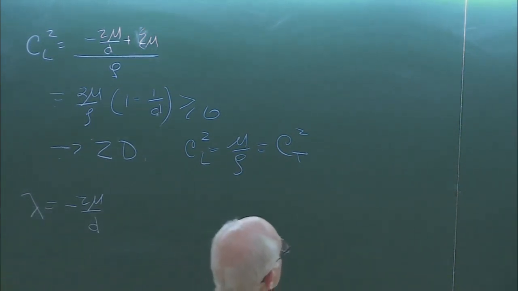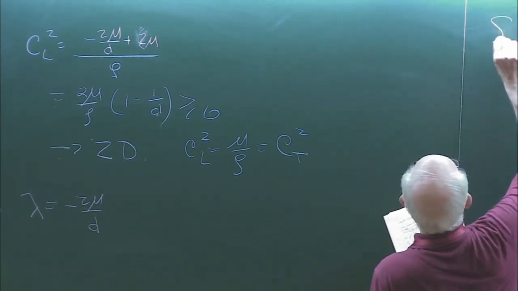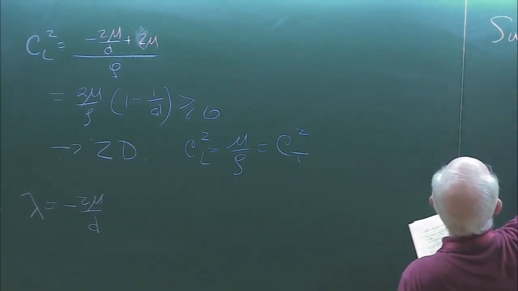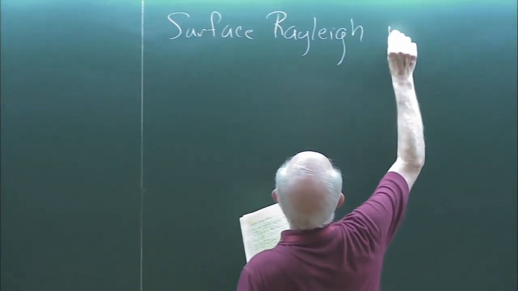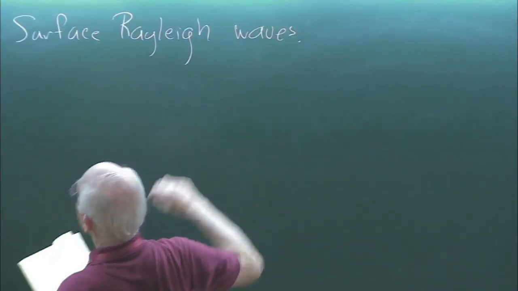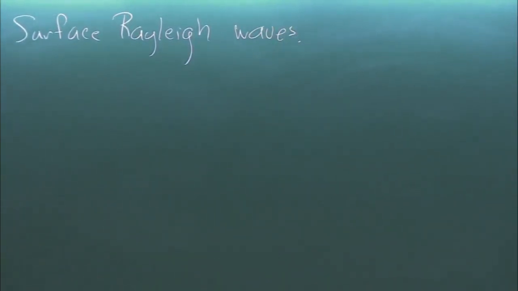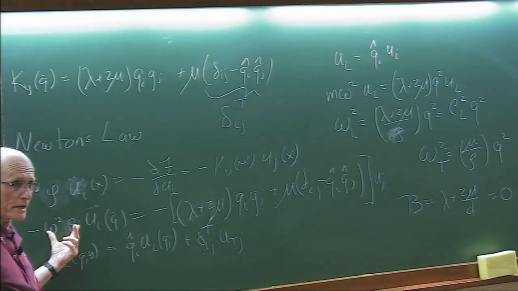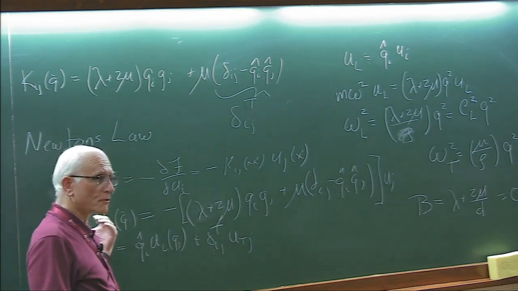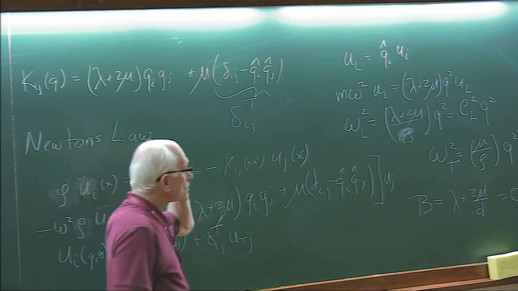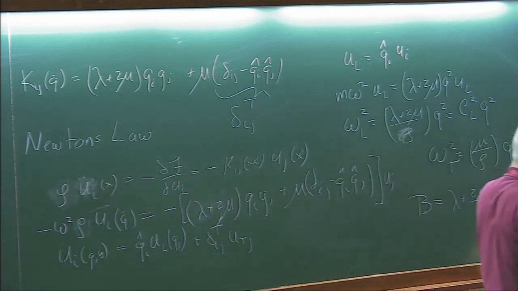Okay, so now we're going to look at the surface Rayleigh waves. I should point out here that the philosophy of calculating sound waves, the normal modes, is that you say, well, I've got a frequency over here, which comes from the mass, and on the other side, I have something that depends only on the wave number, and we just solve for omega as a function of q. When we do look at the surface waves, it's a little more complicated.